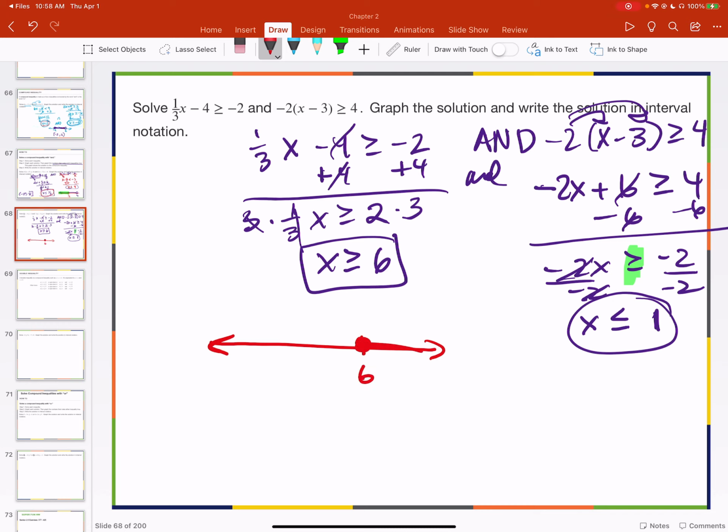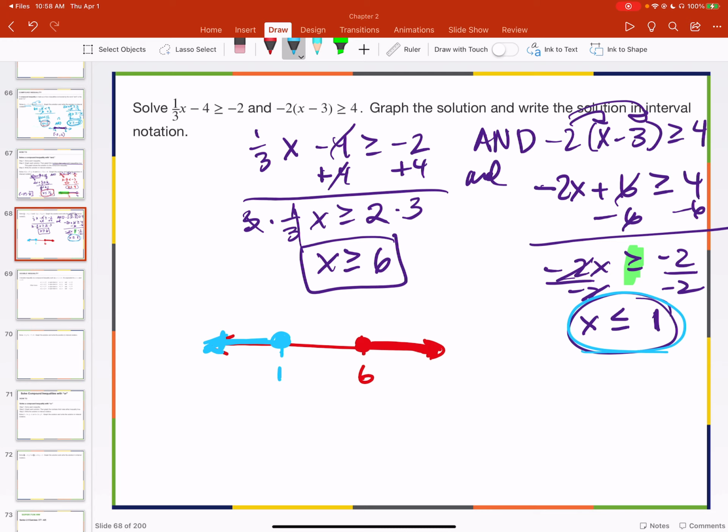X is greater than or equal to, looks like this, right, in this direction. Okay, x less than or equal to 1, so 1 would be over here, and then less than or equal to 1 is to the left. Okay, now question, do these intersect in any way? They do not, right? There's no intersection. Like there's no place where it's both red and blue.